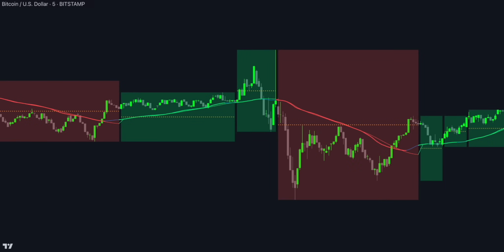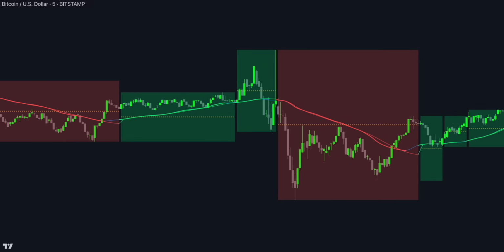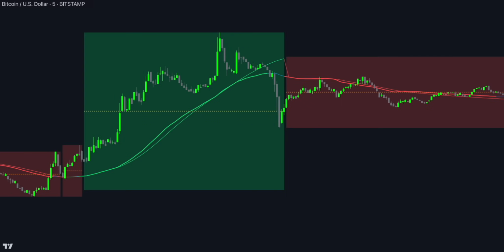Here's how it works. The algorithm simply collects data points and applies a KNN-weighted approach to classify price movement as either bullish or bearish. For each data point, the algorithm checks if the price is above or below the calculated moving average. If the price is above the moving average, it's labeled as bullish, and if it's below, it's labeled as bearish. This combination of data collection, labeling, and KNN-weighted classification turns the AI moving average indicator into a dynamic tool that can adapt to changing market conditions, making it suitable for various trading strategies and market environments.